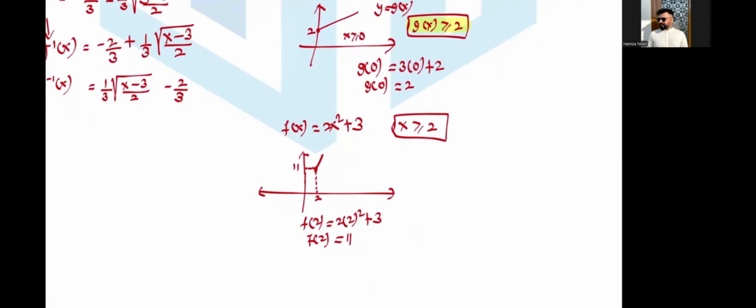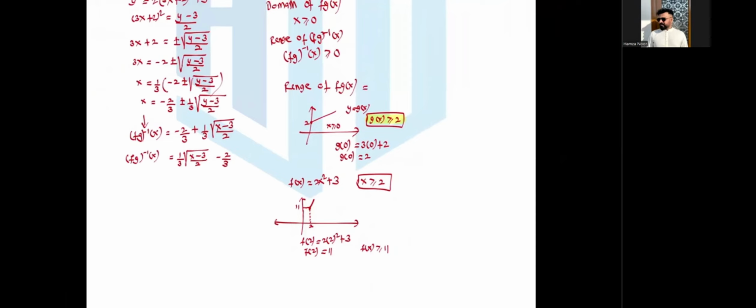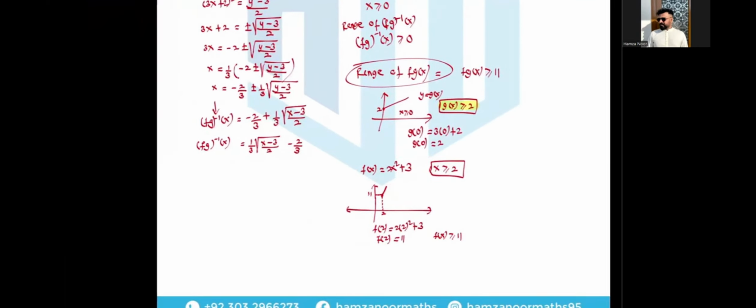All right. So now we can say that the range of the outer function, meaning the range of f(x), is that f(x) is greater than or equal to 11. This will become the range of the composite function fg(x). Therefore, the range of fg(x) is that f(g(x)) is greater than or equal to 11. So this is now the range of f(g(x)). This will become the domain of the inverse of the fg(x) function.